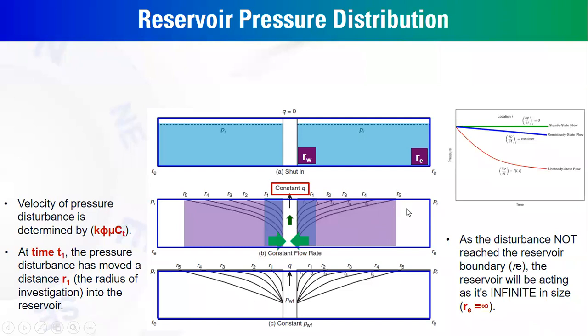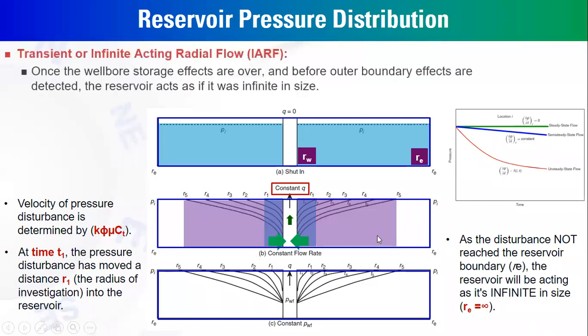So as long as the pressure transient doesn't reach the external drainage boundary, we have transient or infinite acting radial flow, because we mathematically assume the re, or external reservoir boundary, equals infinity. That's why we have the IARF, the infinite acting radial flow. Another scenario is producing at constant BHP, but the concept is the same.